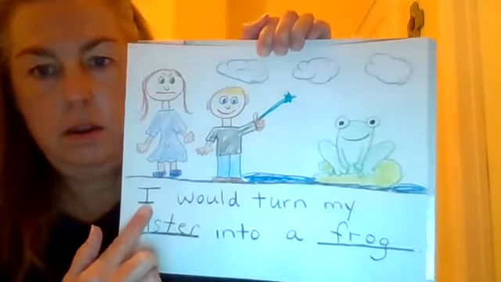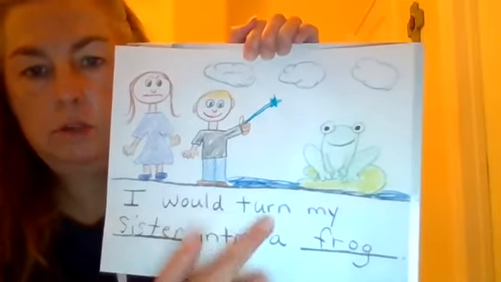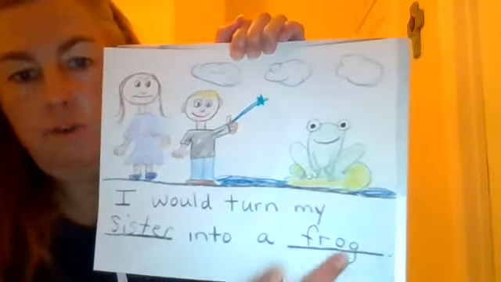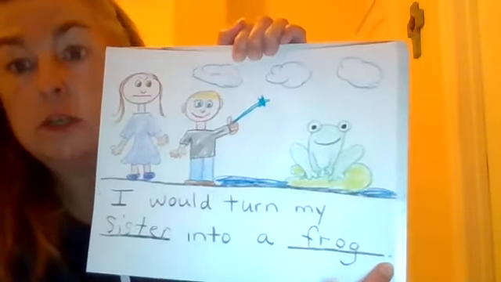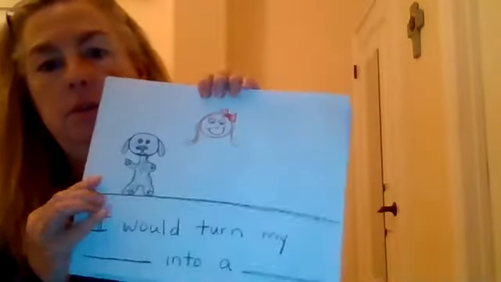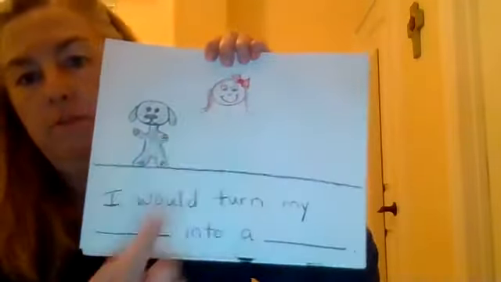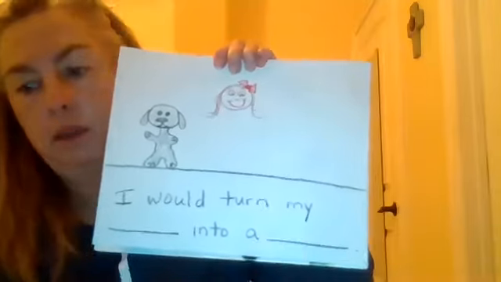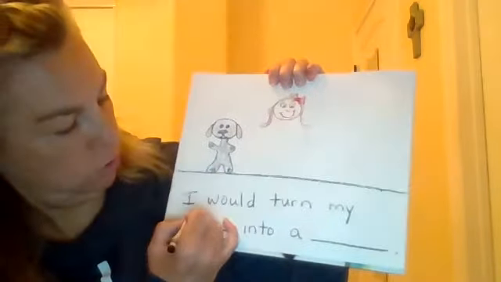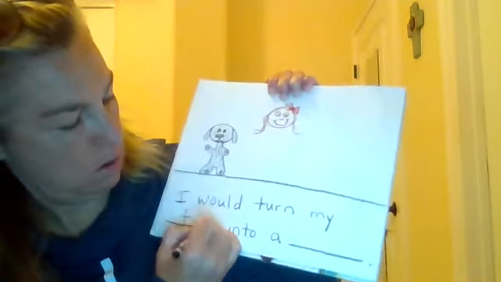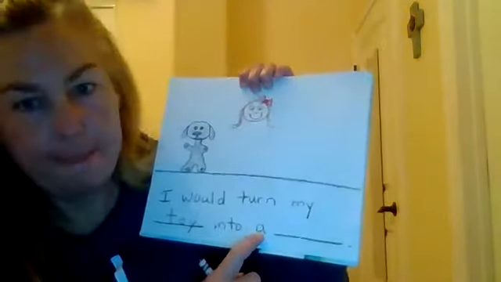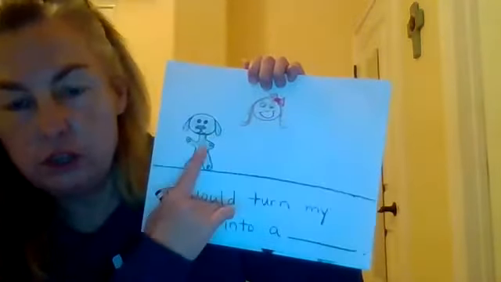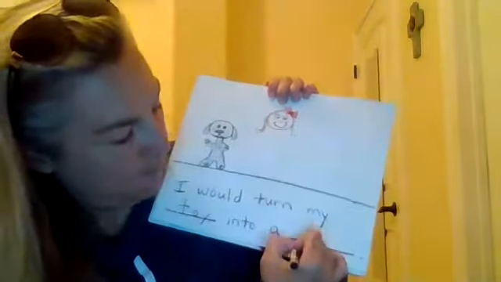So there's your sight word, it's a capital. I would turn my sister into a frog. And at the end, I have my punctuation, which is the period. That's right. Now, one more example, and then you're on your own. This is another one. And I started it, but I didn't finish it. I would turn my blank into a blank. I would turn my toy into a puppy. So this girl's wishing she could turn her stuffed animal toy into a puppy.